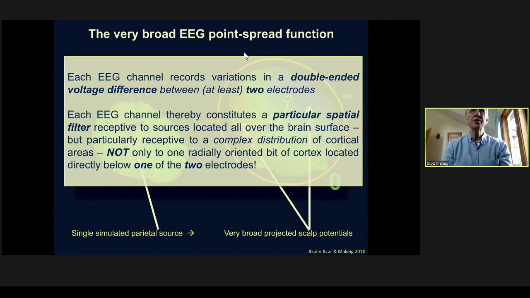Each EEG records variations in a double-ended voltage difference between two electrodes, or two sets of electrodes. Each EEG channel thereby constitutes a particular spatial filter, receptive to sources located all over the brain surface, but particularly to a complex distribution of cortical areas and not to one radially oriented bit of cortex located directly below one of the two electrodes.